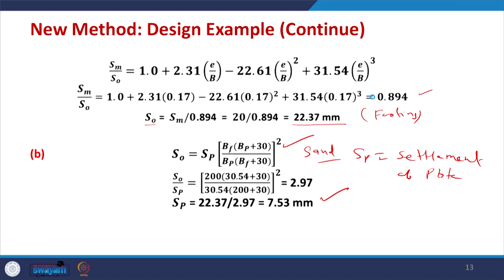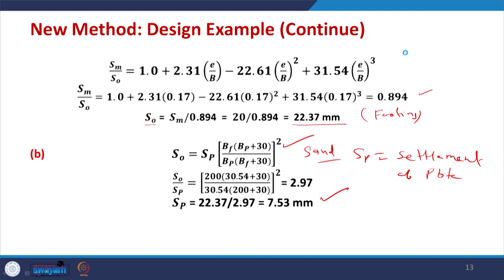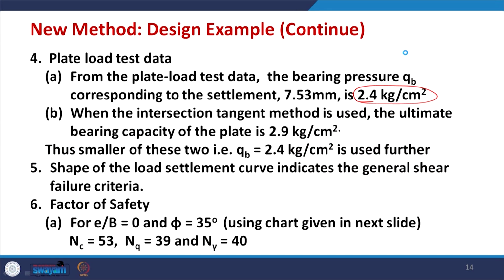Another way, we also find from the load settlement curve using the intersection method. What is done in the intersection method? You have these curves. Draw a straight line asymptote here as well as here, and wherever they intersect, corresponding to this point you find the value of the load, which is shown as 2.9 kilogram force per centimeter square.